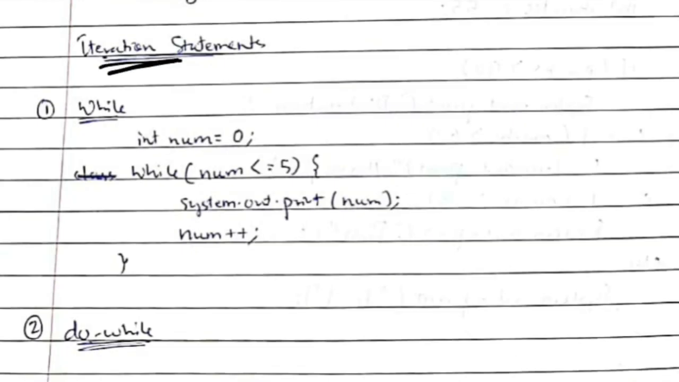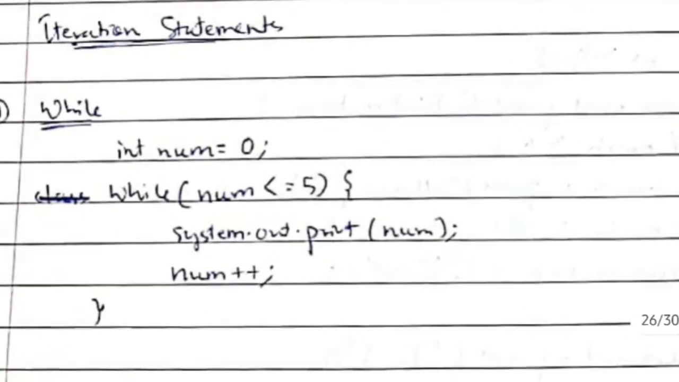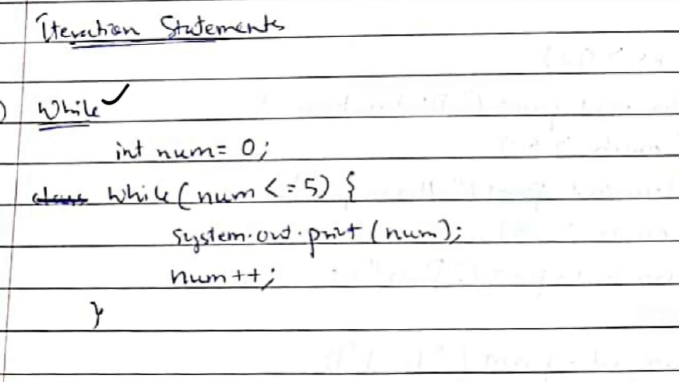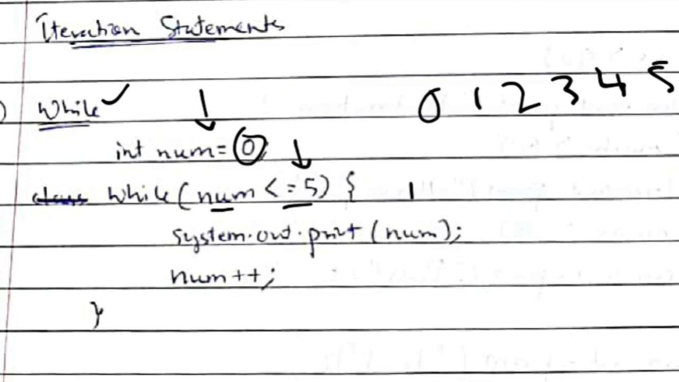This is about the iteration statement, in which you have to execute a particular statement multiple times based on a condition. See here, for example, the while loop. In a while loop, if I have to print out 0, 1, 2, 3, 4 and 5, what I can do is use a while loop starting from num is equal to 0. While num is less than or equal to 5, print out the value of num.